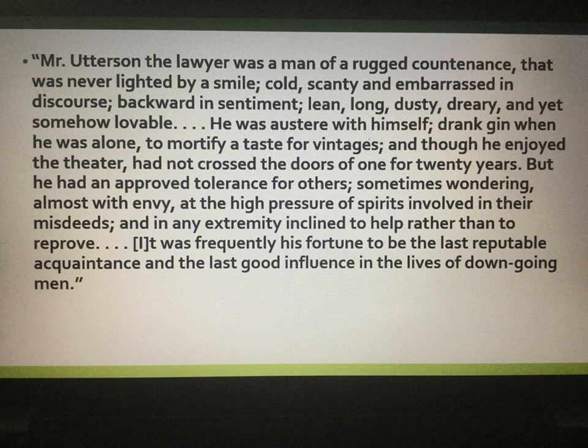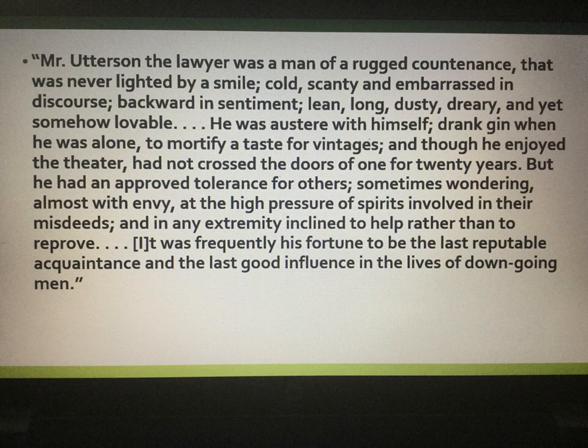He was austere with himself, drank gin when he was alone to mortify a taste for vintages, and though he enjoyed the theatre, had not crossed the doors of one for 20 years. But he had an approved tolerance for others, sometimes wondering, almost with envy, at the high pressure of spirits involved in their misdeeds, and in any extremity inclined to help rather than to reprove. It was frequently his fortune to be the last reputable acquaintance and the last good influence in the lives of down-going men."